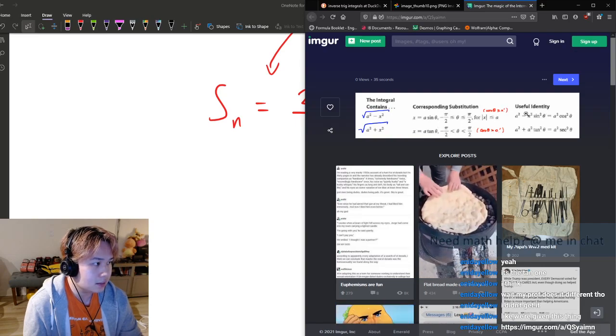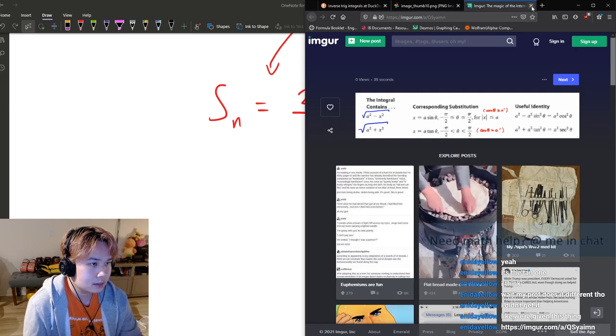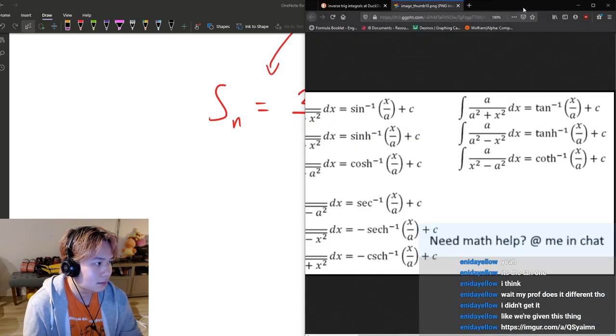I mean, these are just trig identities. But I don't... And then they're just there to help you get to here. So this is just like the end result.